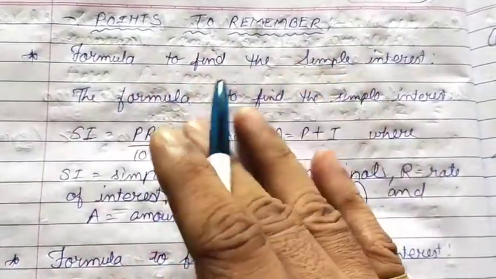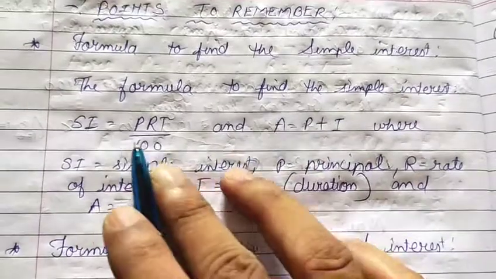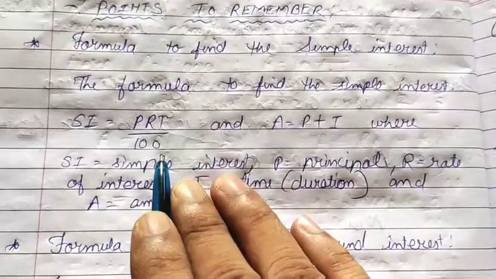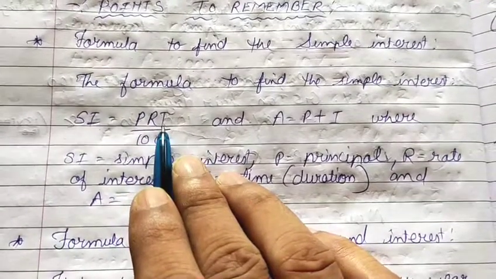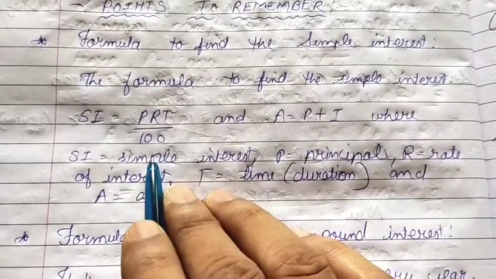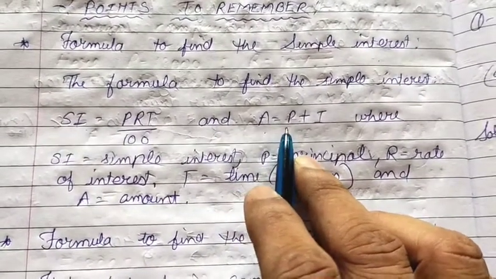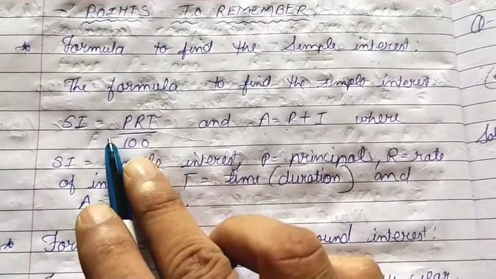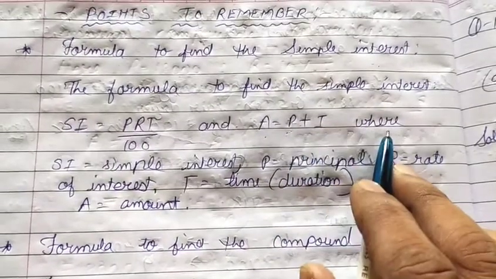Points to remember. Formula to find the simple interest. The formula is SI equals P into R into T upon 100. P stands for principal, R stands for rate of interest, and T stands for time period, divided by 100. And how to find the amount? Whatever principal is given in the question, plus whatever interest you get according to this formula, that is principal plus interest, you will get the amount.